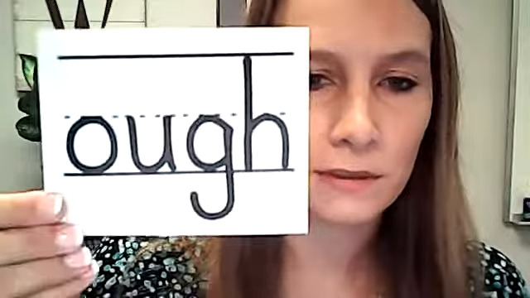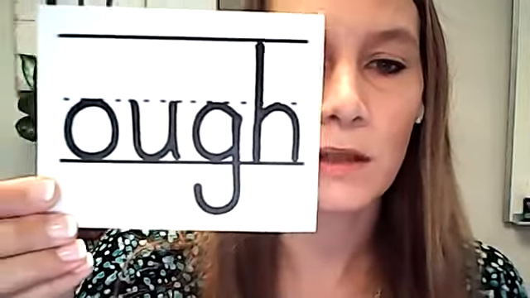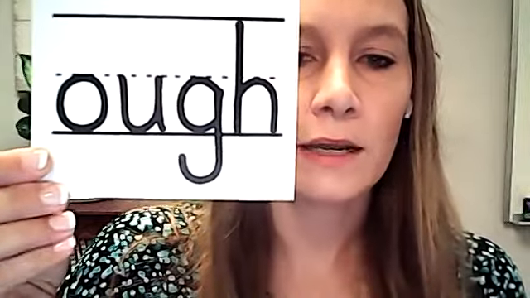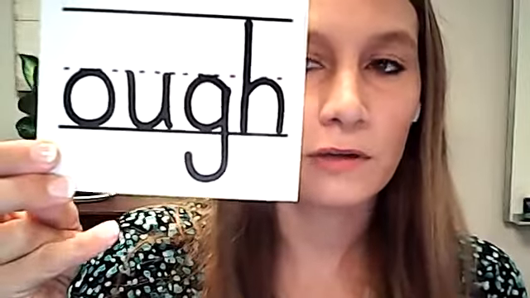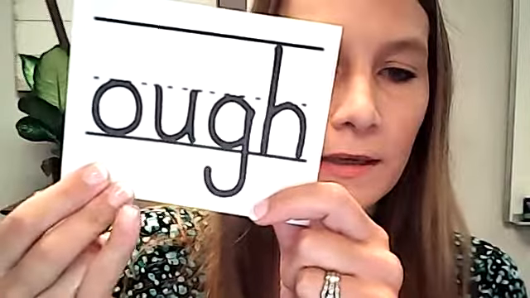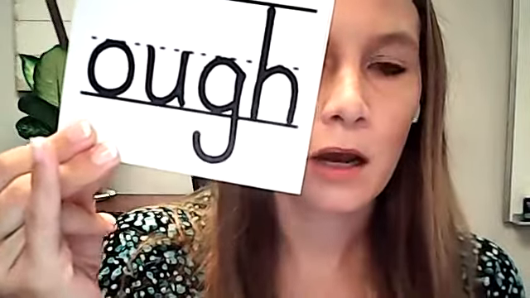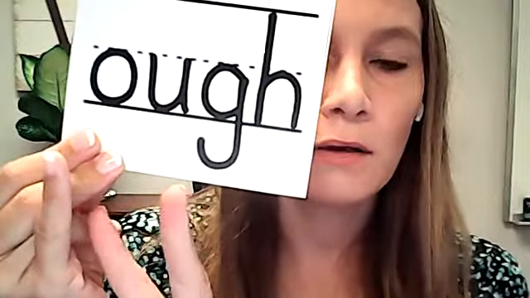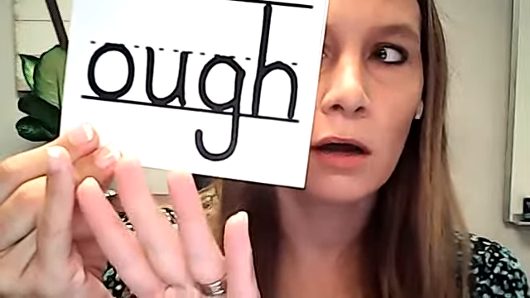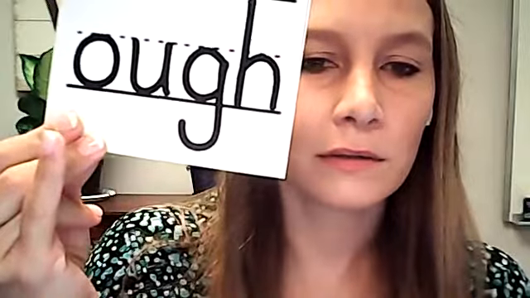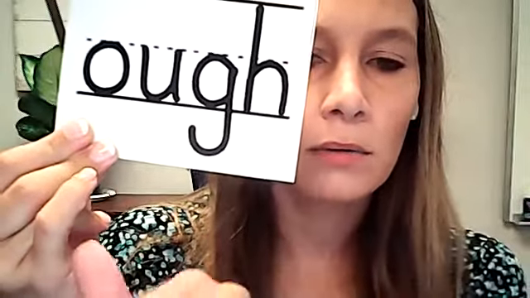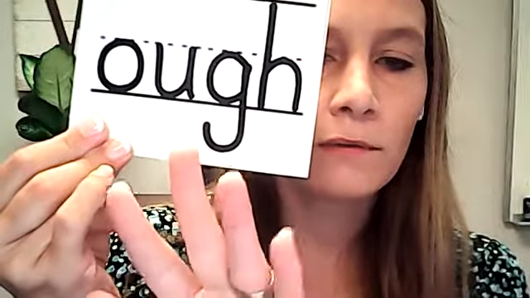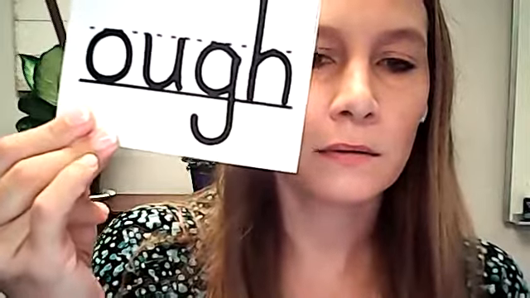Okay, this next one has six sounds. So I will do them slowly. I don't have an extra finger to even show you the six sounds, so I'll start with my pinky. O, oo, uff, off, aw, ow. Your turn. O, oo, uff, off, aw, ow. Good.